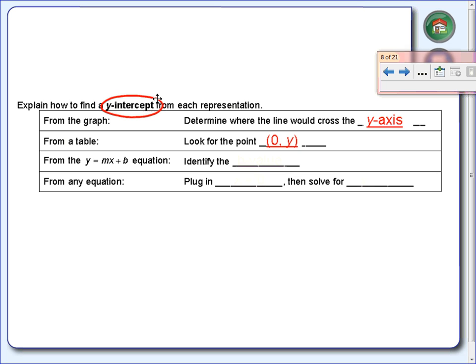So that's what we do if we have a table. We're looking for an ordered pair that has an x value of 0 and the y value could be in it.